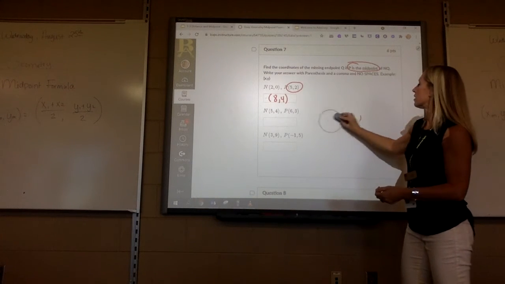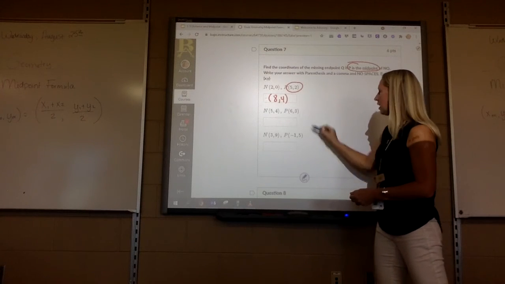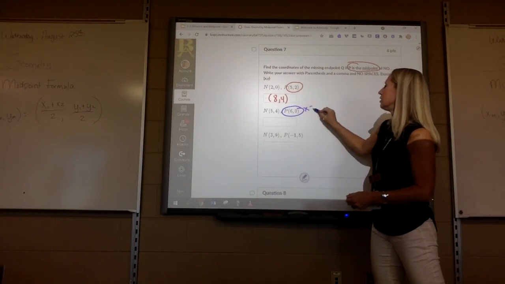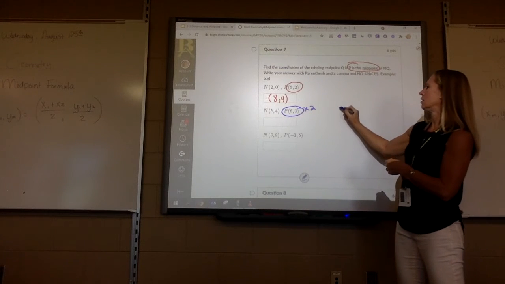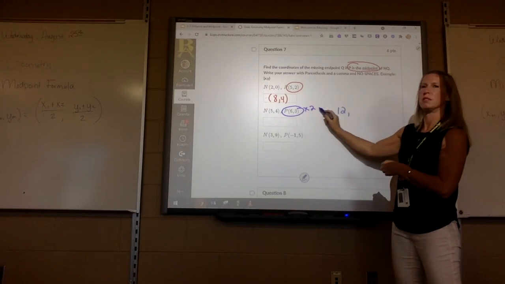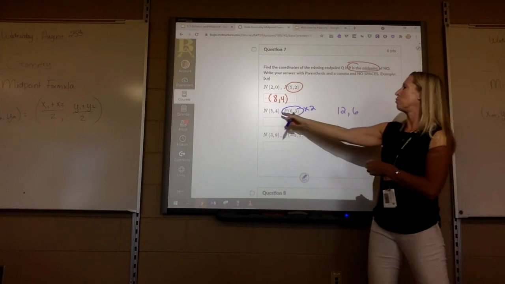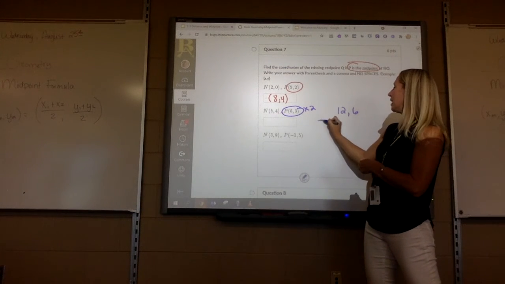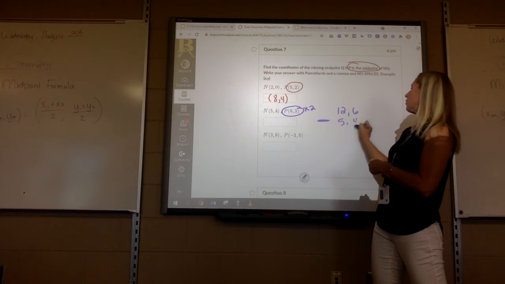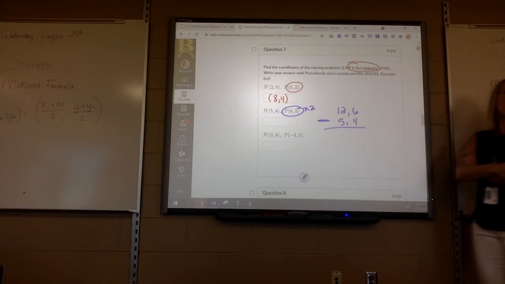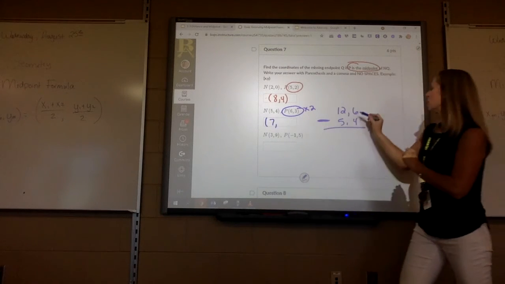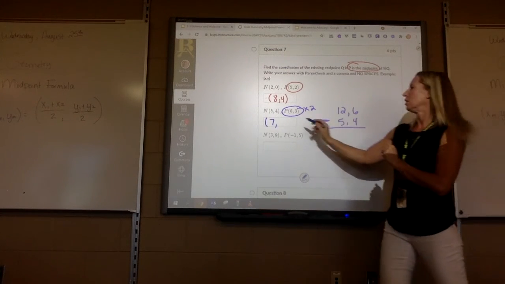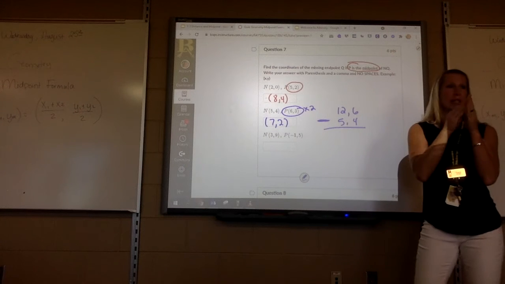So look at the next one. So I've got to take P times 2. So what's 6 times 2? 12. What's 3 times 2? 6. And then subtract your endpoint, 5, 4. What's 12 minus 5? 7. What's 6 minus 4? 2. Don't put any spaces in your answer.